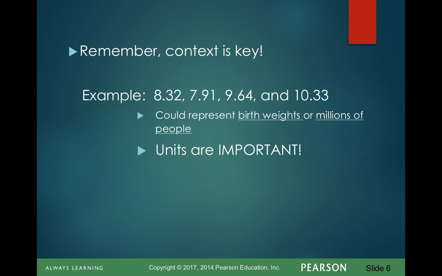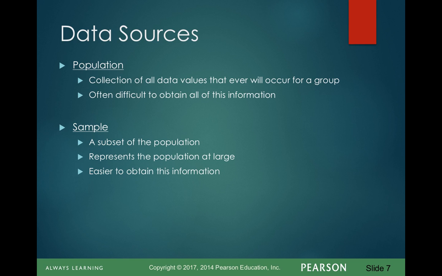So remember, context is the key. If I give you 4 numbers, 8.32, 7.91, those 4 numbers that I give you take on completely different context depending on what they're measuring. Birth weight would be one thing. Millions of people would be something different. So guys, always remember that it's not just about the number. What's important is what those numbers stand for in terms of us telling a story with statistics about the data that we've collected.